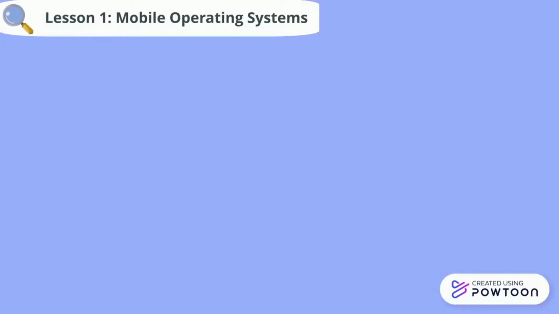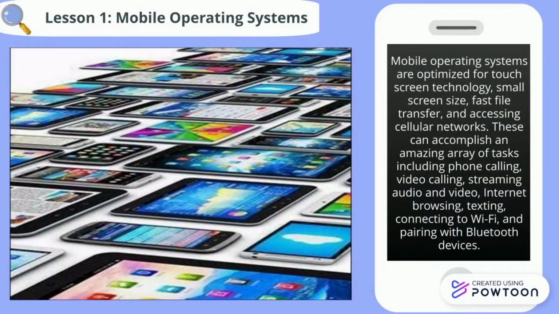Mobile operating systems. Mobile operating systems are optimized for touchscreen technology, small screen size, fast file transfer, and accessing cellular networks. These can accomplish an amazing array of tasks including phone calling, video calling, streaming audio and video, internet browsing, texting, connecting to Wi-Fi, and pairing with Bluetooth devices.